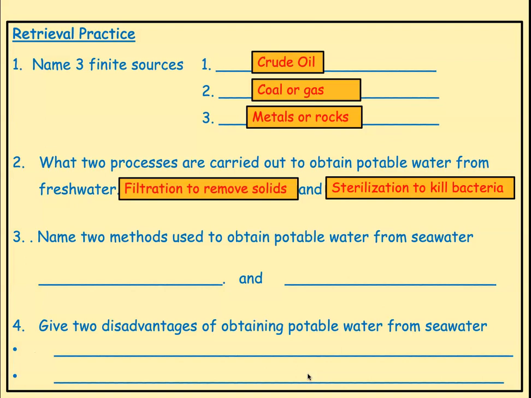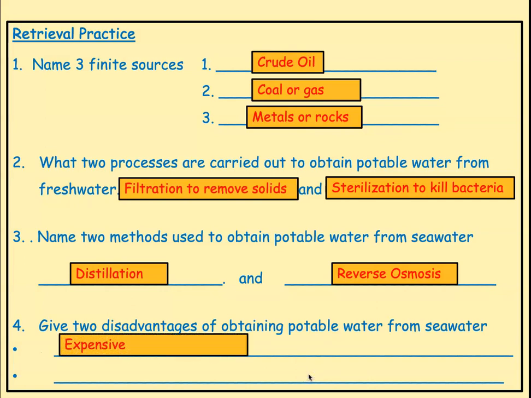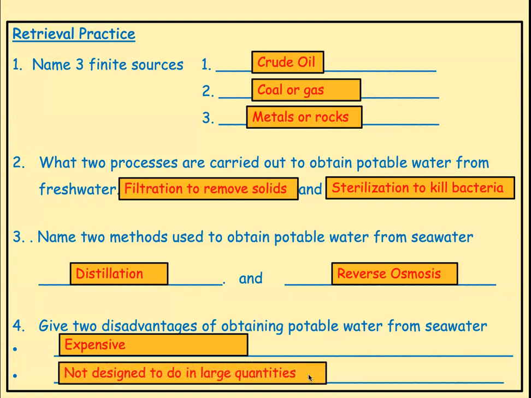Name two methods used to obtain potable water from seawater. First of all, distillation, and the second one, reverse osmosis. And two disadvantages of obtaining potable water from seawater. The first one is it's expensive, and the second one, it's not really designed to do in large quantities.